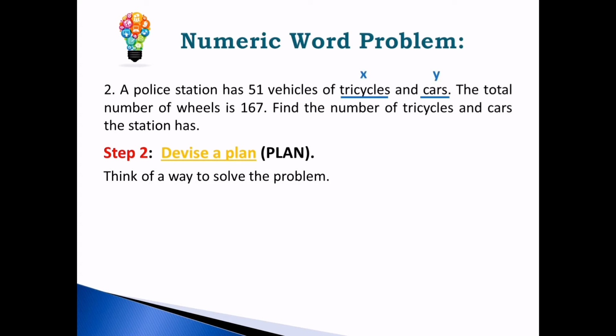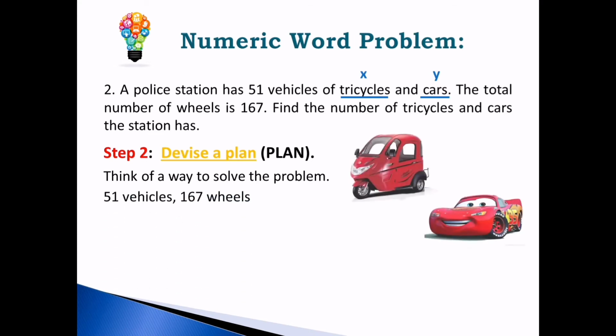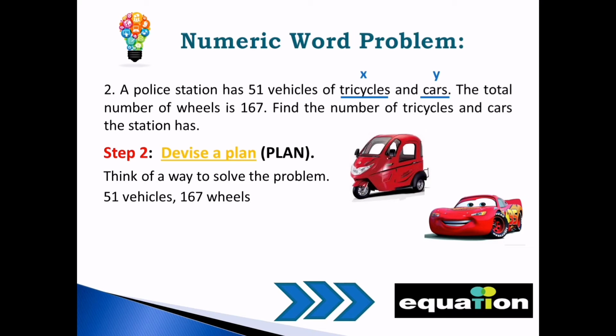So we already knew that x is for the tricycle and y is for the car. So again, in devise a plan, let us have the best strategy to be applied in this problem. So we know that we have 51 vehicles and 167 wheels. So we're going to create the equation. By doing the equation, let us just read and follow the sentence and draw an equation from these sentences. So a police station has 51 vehicles. So if we add tricycles and cars, there are 51. So we have now x plus y equals 51.